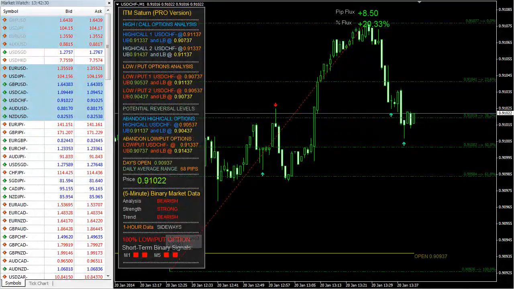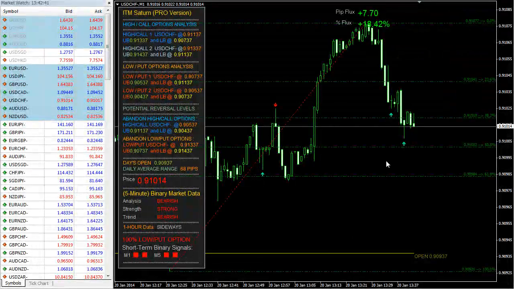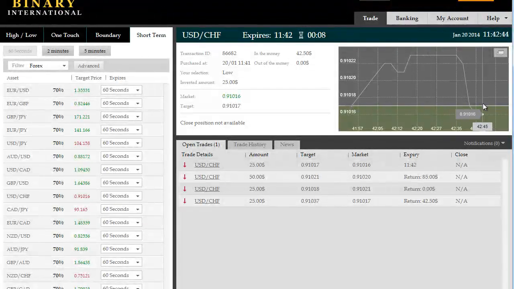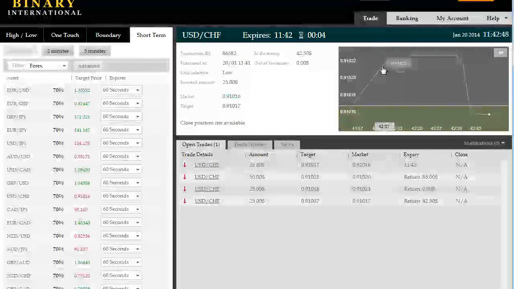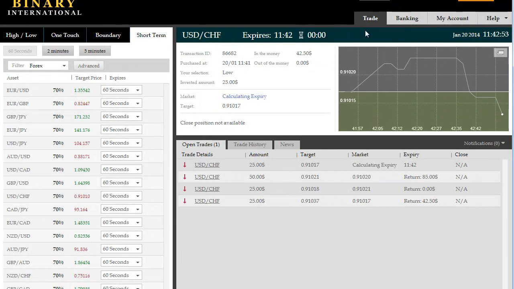100% low put option probability showing us that we have sharp bearish momentum and that we're most likely going to be expiring in the money. So let's see how this pans out. We have 10 seconds left. The chart is continuing to go bearish. We're back in the money. We have another 8 seconds left before expiry, and we're most likely going to end up being in the money on this trade again. So let's see what happens. Yes, we have expired in the money. Yet another net return that's positive.